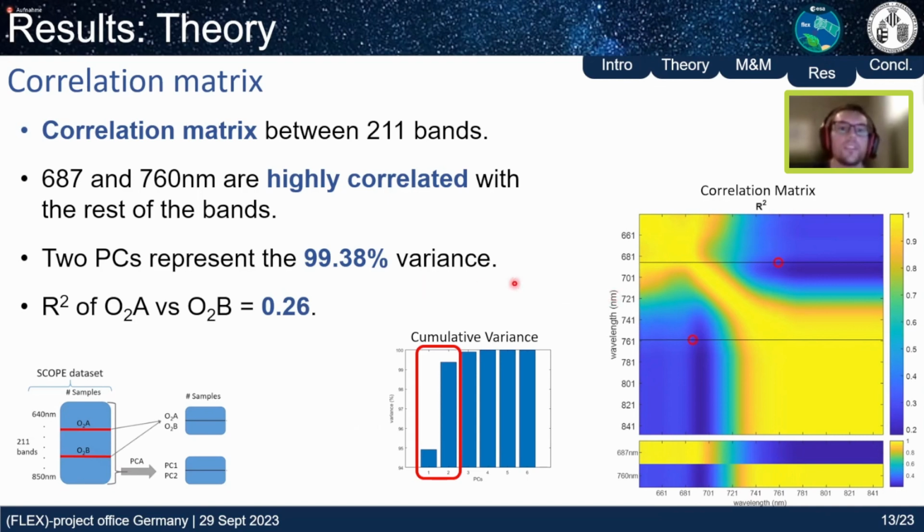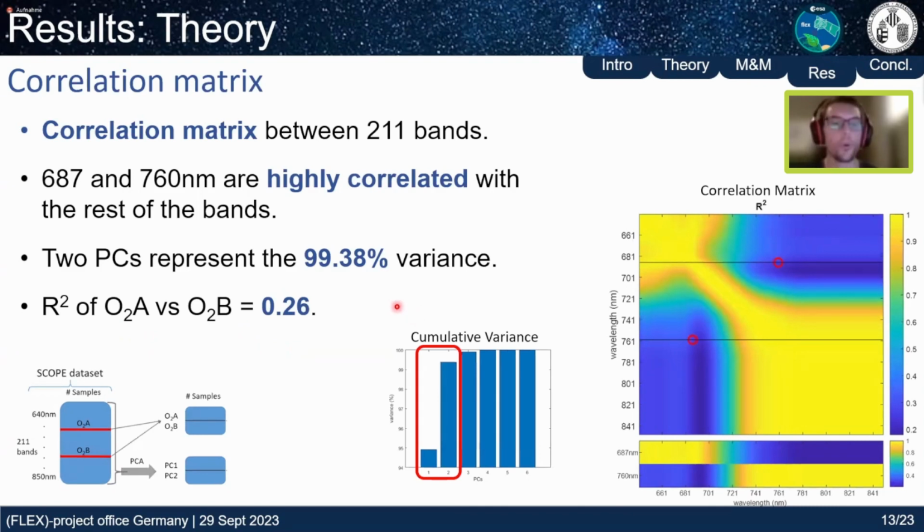So that means that most of the information of the full spectra is mainly contained in the first two principal components. We also evaluated the R square between the oxygen band A and oxygen band B, and we obtained a value of 0.26. This is good because we will use the values in A and B as independent variables.